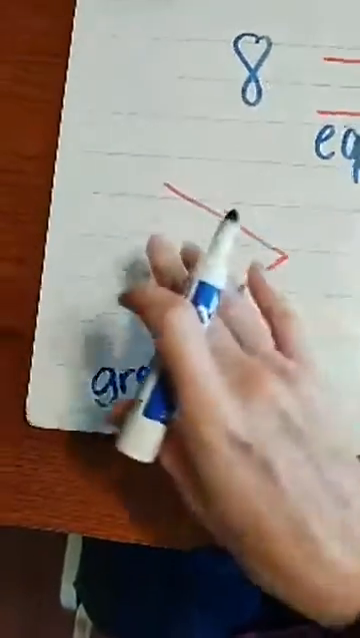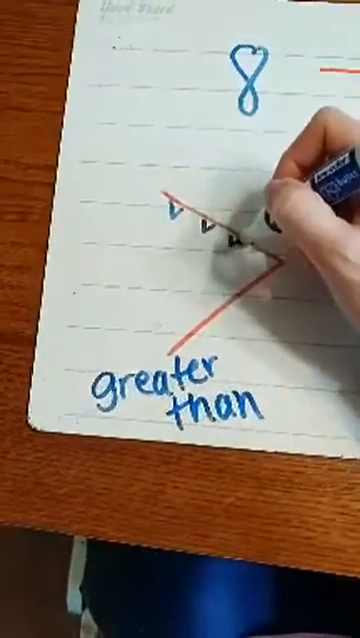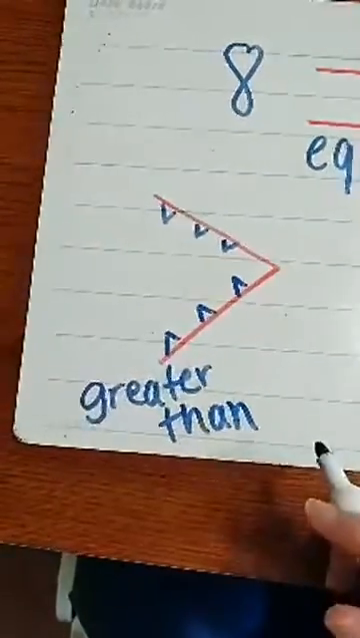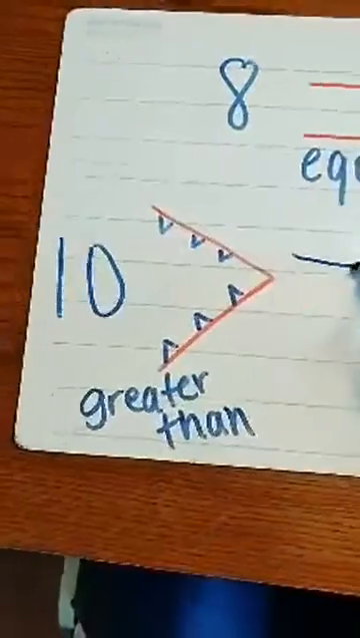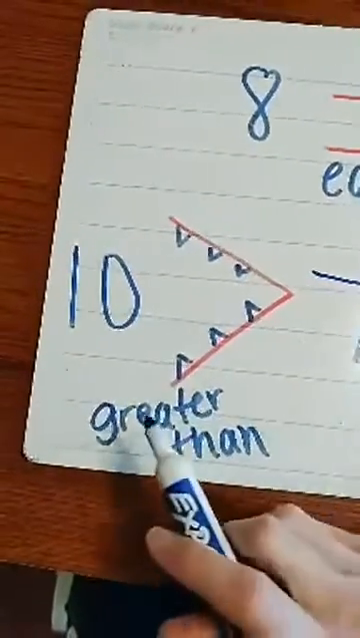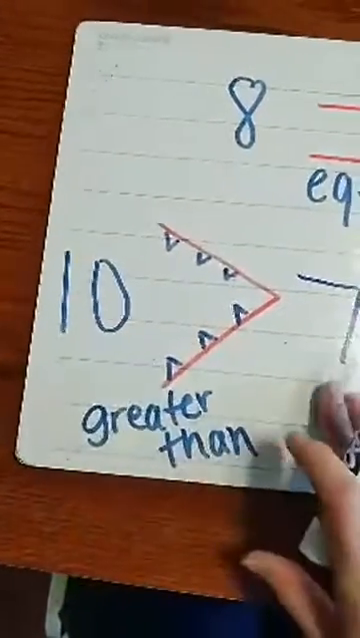Okay? This is greater than. Okay? So this is how I remember it. This is like an alligator. And he's hungry, so he's going to eat the bigger number. So if I have a number over here, it's going to be bigger than my number over here. Okay? And if I read this, I would read it 10 is greater than 7.